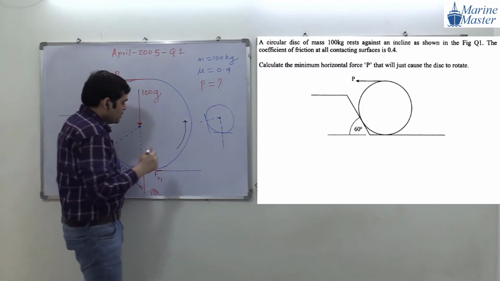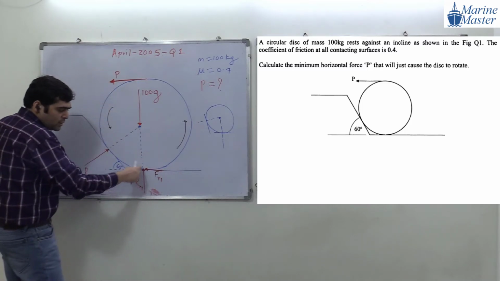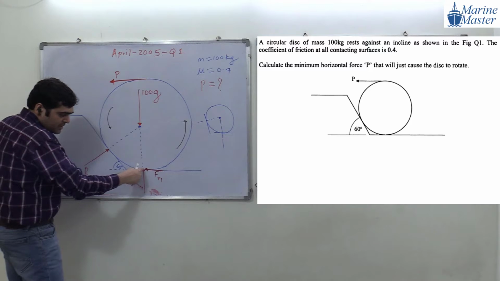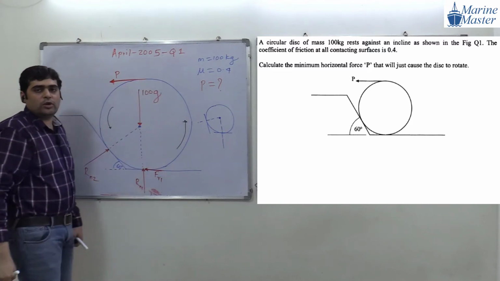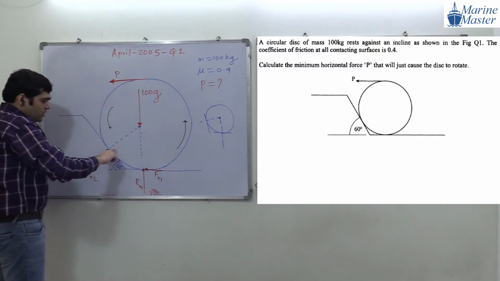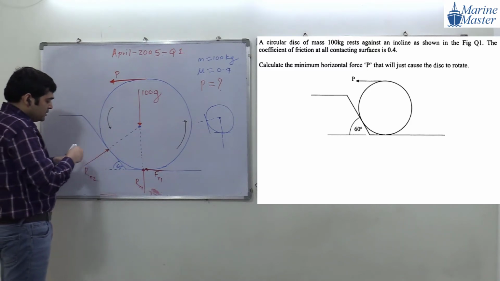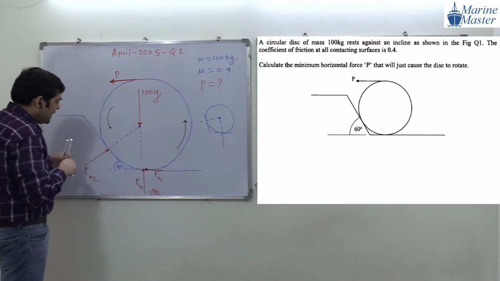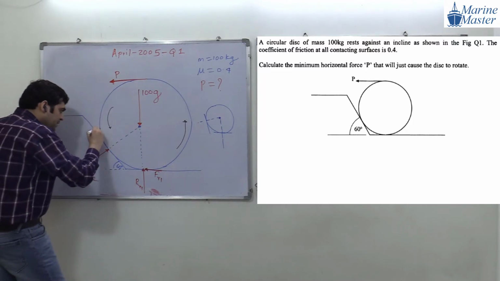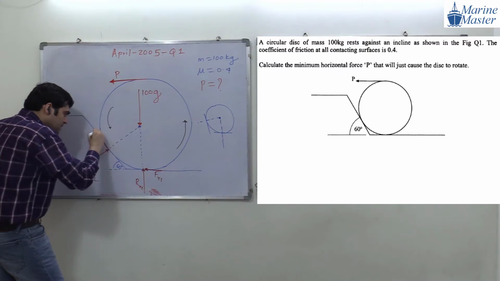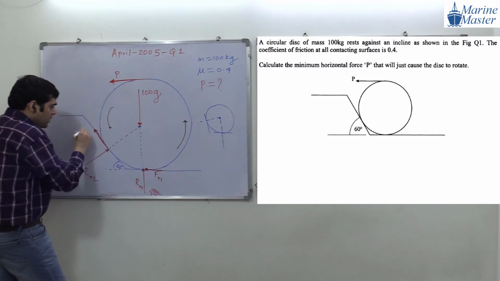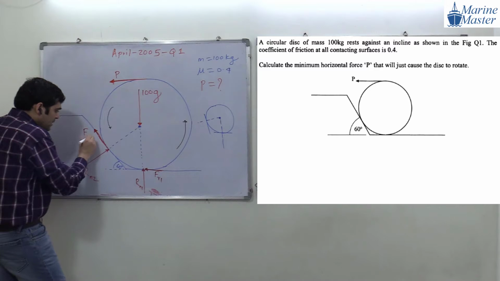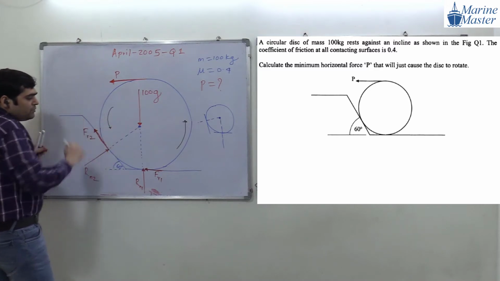See the point here. This normal reaction is normal to this plane, and if it is normal to this plane, then automatically it will pass through the center of this circular disc. Now the frictional force will act here. This will become Fr2. Motion is like this, frictional force is like this.